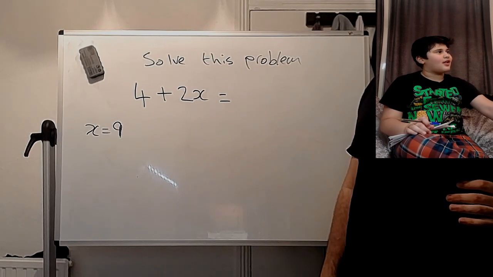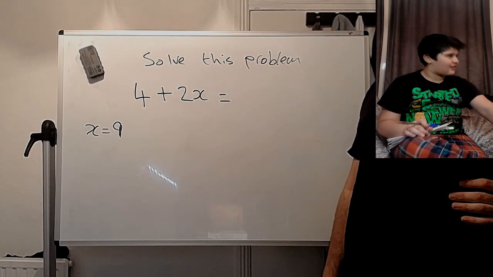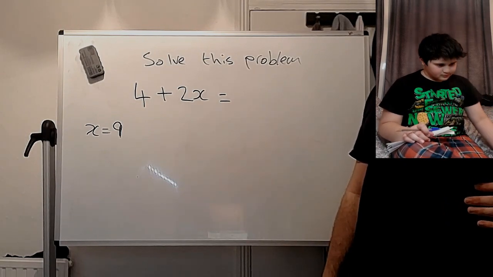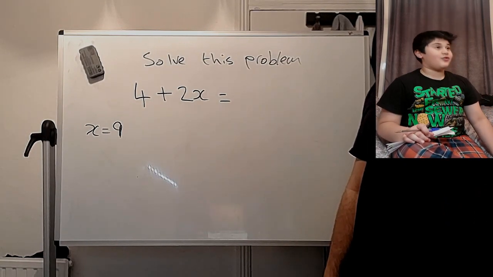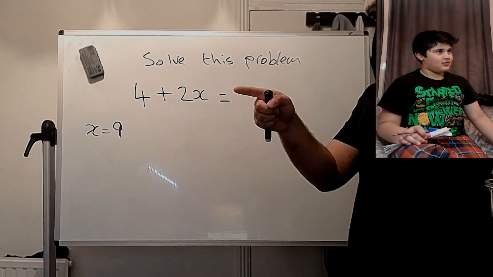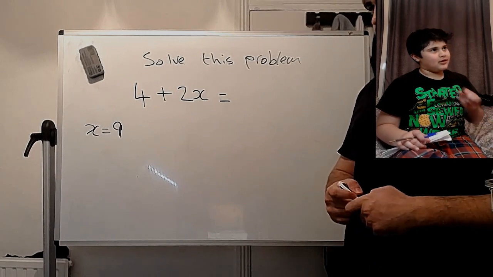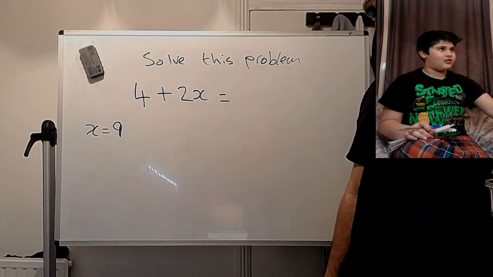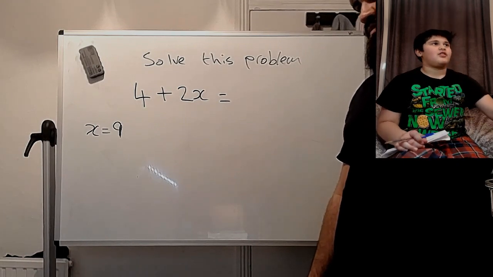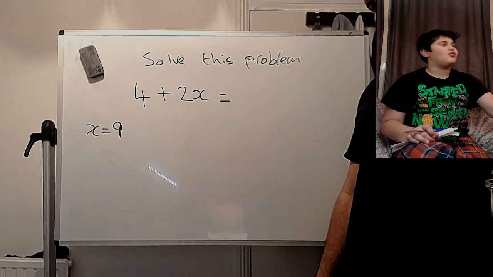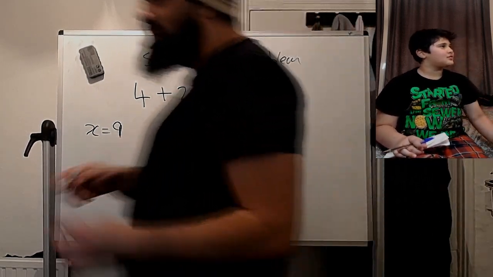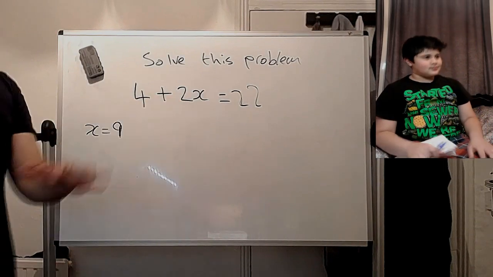We know that in 2x, x is 9. So this means 2 times x. Nearly everybody knows 2 times 9 is 18. So I'll add the answer of 2 times x, which is 18, to 4. Then I'll get the answer, which is? 22. Awesome, my bro.